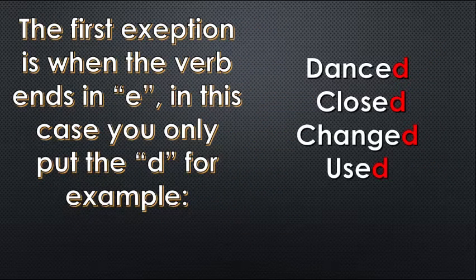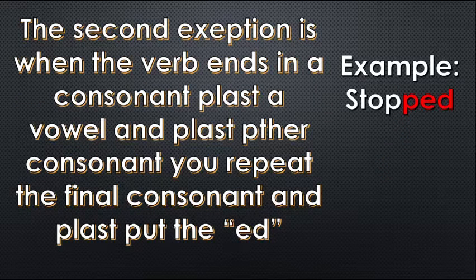First, for the verbs that end in E, add only the D. For example, dance in the past is danced. If the verb ends in a consonant plus a vowel plus a consonant, you repeat the final letter. Remember that you cannot use this when the final consonant is Y or W. For example, stop. It has a consonant, a vowel and finally a consonant. This doesn't have a W or Y exception, and the verb in the past is stopped, with double P.